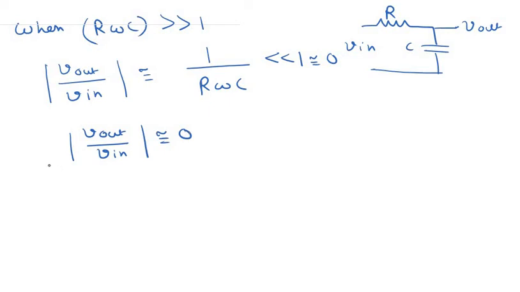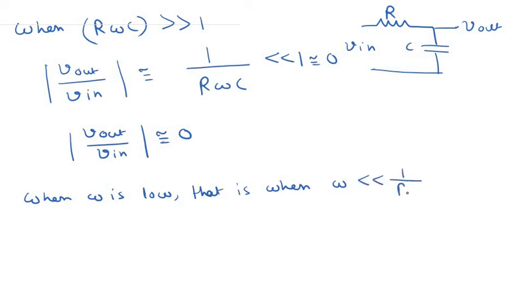So note that when omega is low, that is when omega is much less than 1 by RC, then magnitude of V out divided by V in is approximately equal to 1, which basically means the magnitude of V out is approximately equal to the magnitude of V in.